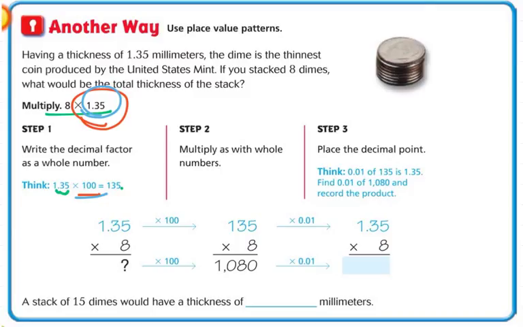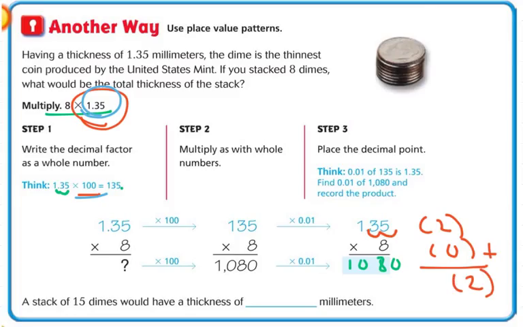So, boys and girls, our answer is going to have the same exact digits. However, we're going to check. There's 2 decimal places in the first factor. There's 0 decimal places in the last factor. That means in our product, we're going to move 2 decimal places from the front to the back. So we're going to move 1, 2, and our answer is, boys and girls, 10 and 8/10. So a stack of dimes would have a thickness of 10 and 8/10 millimeters.